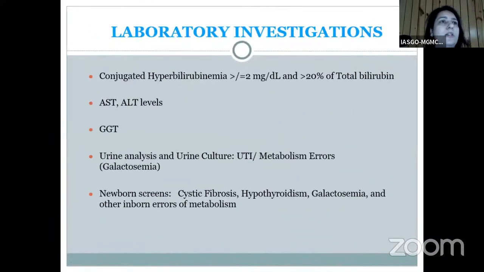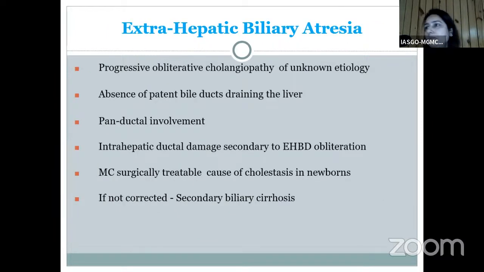Coming to the lab investigations, it includes the basic liver function tests. When do you define conjugated hyperbilirubinemia? When the bilirubin levels are more than 2 milligram per deciliter or more than 20% of the total bilirubin. You have to do the newborn screening just to rule out the medical causes of jaundice, which can be cystic fibrosis, hypothyroidism, galactosemia, or other inborn errors of metabolism.